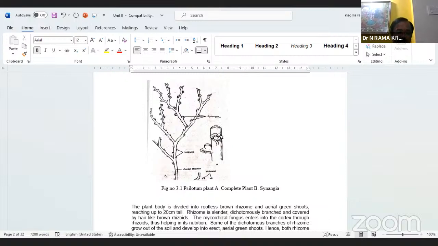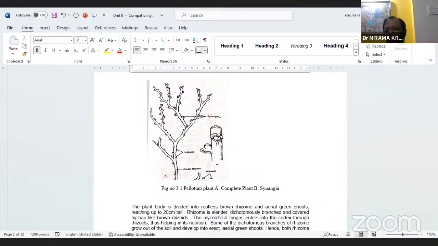Next, stellar evolution. This is also one of the most important points. You already know the stele very well. Generally, we look at two types of steles: one is simple, and the second one is the advanced siphonostele.